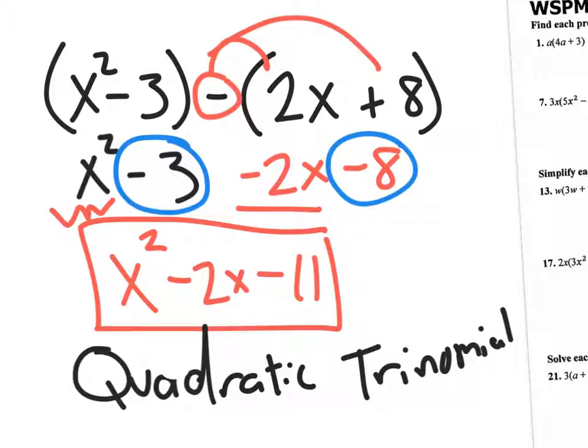Quadratic trinomial, right? The power of 1 would be, if it were just an x, that would be linear. Power of 2 is quadratic. Power of 3 is cubic. Power of 4 is quartic. Power of 5 is quintic. And obviously the number of terms is easy. 1 term is monomial, 2 terms binomial, 3 terms trinomial, 4 or more polynomial.